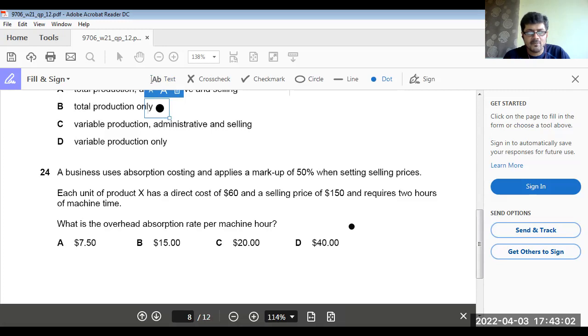The answer is 100. Okay, $100. Out of $100, 60 is direct cost, so 100 minus 60 is $40. Basically, that is our indirect cost. $40 for 2 hours, so 1 hour absorption rate is $40.